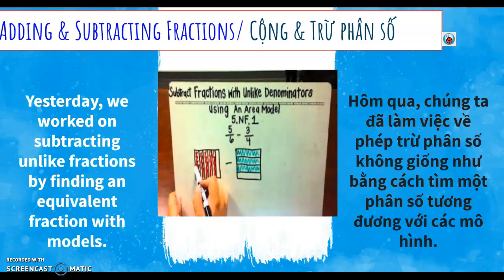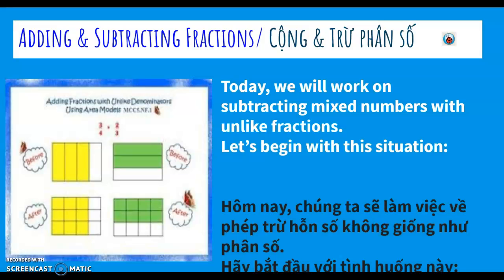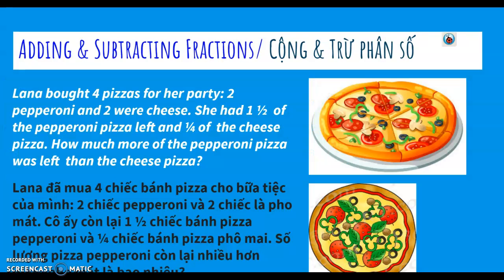Okay. Yesterday, we worked on subtracting unlike fractions by finding an equivalent fraction using models. Today, we will work on subtracting mixed numbers with unlike fractions. So let's begin by looking at this situation.